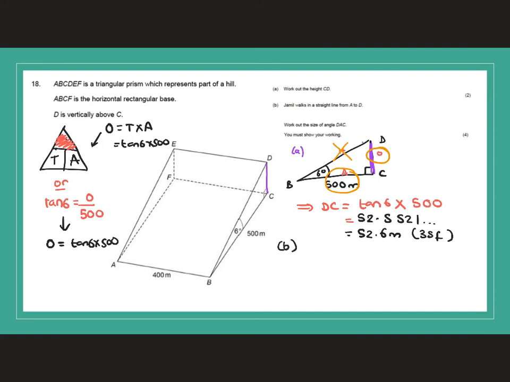Part B. Jamil walks in a straight line from A to D, like that. And work out the size of angle DAC. So join up A to C, and then you've got a right angle triangle with an angle that's 90 degrees at DCA.